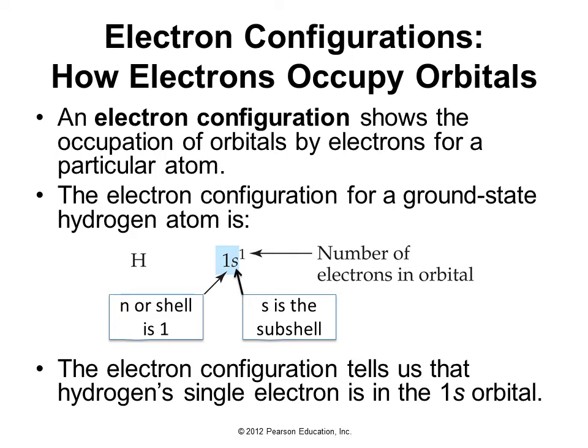Electron configurations: how electrons occupy these orbitals. A configuration shows the occupation of orbitals by electrons for a particular atom. The electron configuration for a ground state hydrogen atom is 1s1, the 1 indicating the electron is in the lowest, first shell, and it's in an s orbital, the sphere-shaped one, and there's only 1 electron there. This simply tells us that hydrogen's single electron is in the 1s orbital.